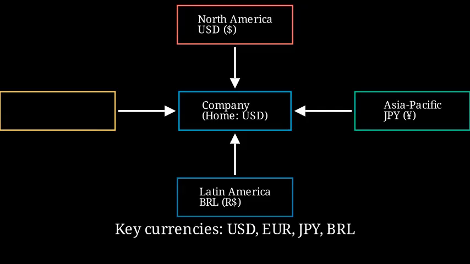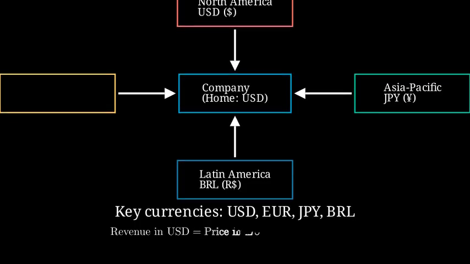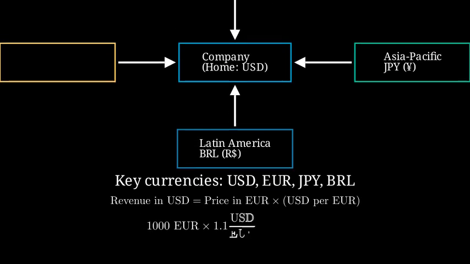Let's make that idea concrete with a small calculation example. Suppose a buyer in Europe pays 1,000 euros for a shipment. To find the revenue in US dollars, we multiply by the exchange rate. Let's write the equation first. Now let's plug in numbers. If the exchange rate is $1.1 per euro, then 1,000 euros becomes 1,000 times $1.1, which equals $1,100. We'll show that step by step.